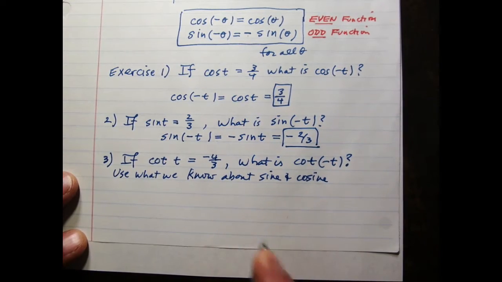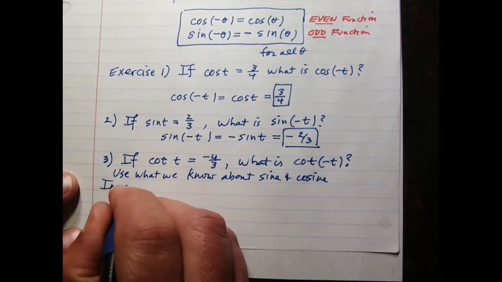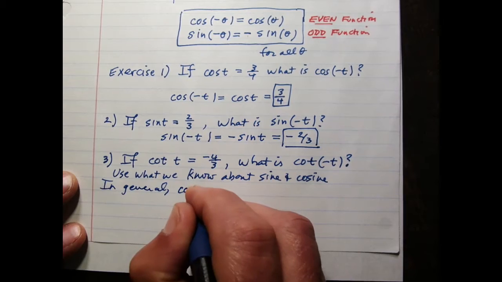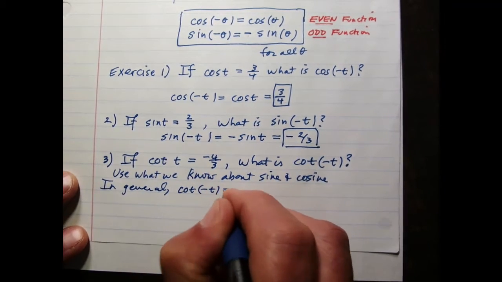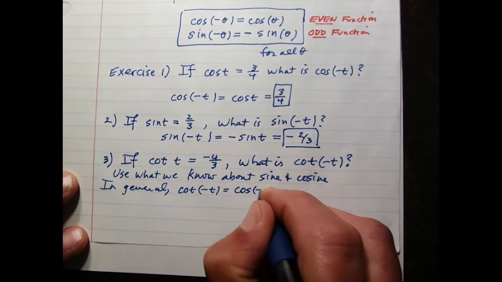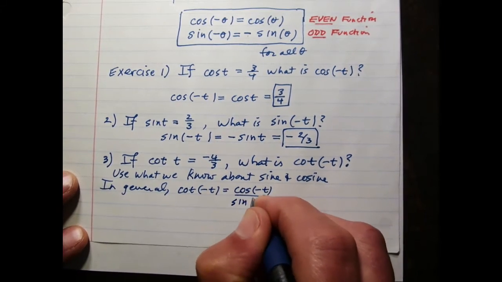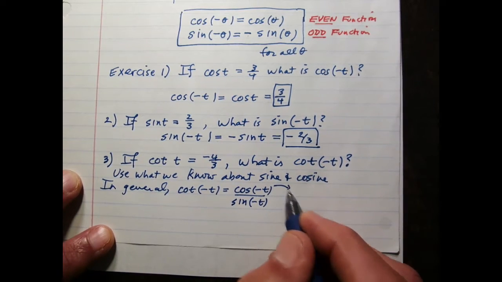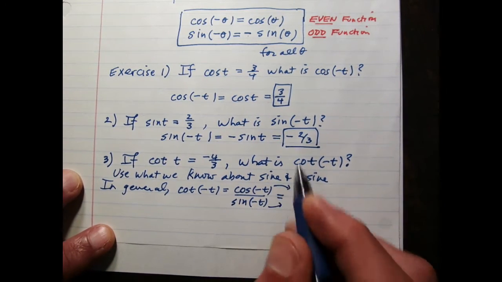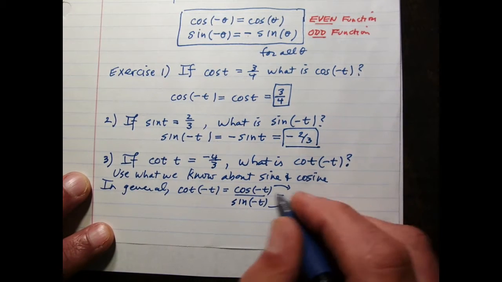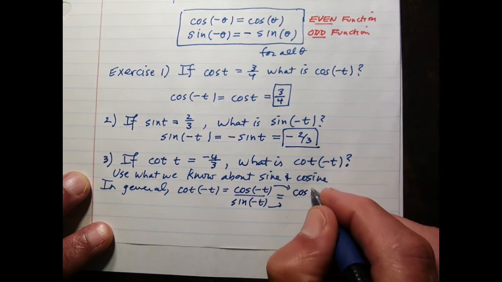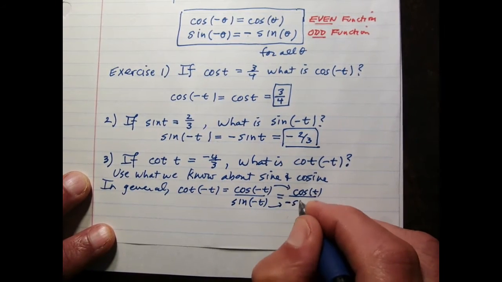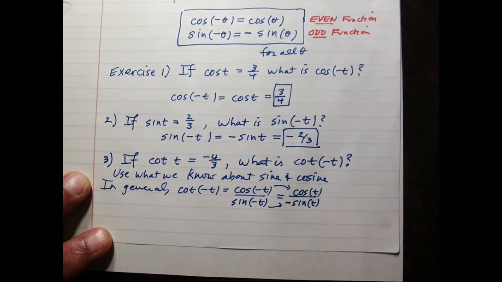So what's up in the box up above? In general, for any angle at all, cotangent of minus t is always cosine of minus t over sine of minus t. Now we apply this property to each one of these functions separately, right? Cosine of minus t is cosine of t. Sine of minus t, however, is minus sine of t.